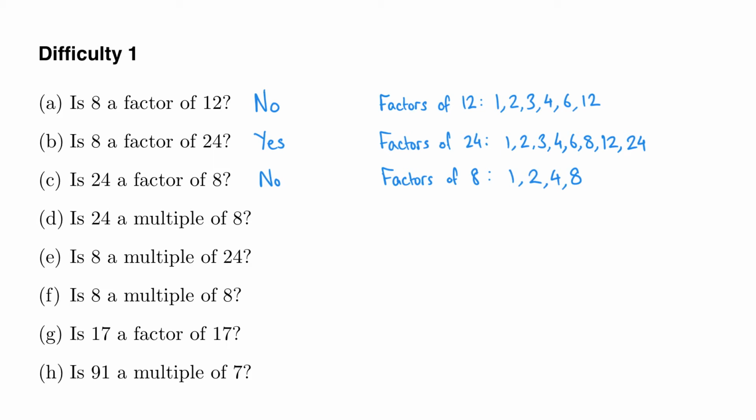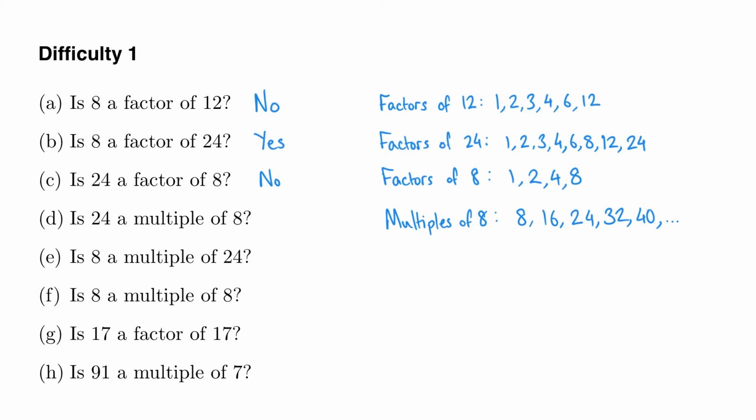Let's move on to the next question. D. Is 24 a multiple of 8? Now, the multiples of 8 are simply all of the numbers in the 8 times table. So let's just think about this. The multiples of 8 are 8, 16, 24, 32, 40, and so on. These are simply 8 times 1, 8 times 2, 8 times 3, 8 times 4, 8 times 5, and so on. We can never list out all of the multiples of 8 because they go on forever.